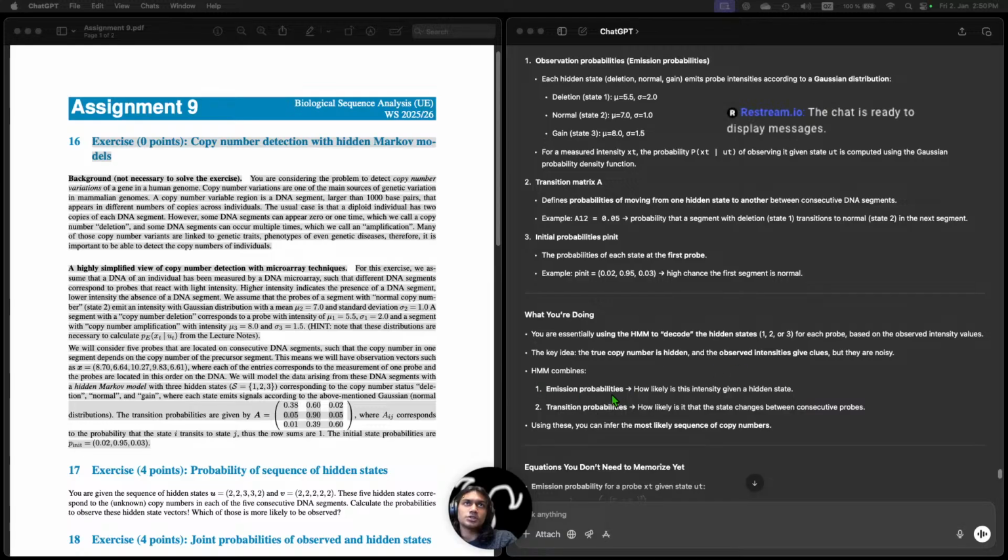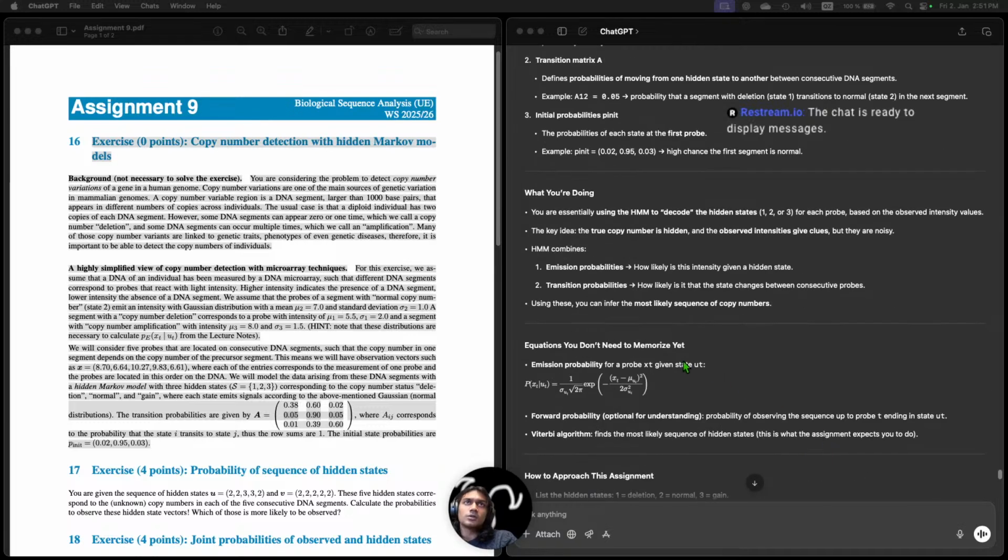HMM combines emission probabilities: how likely is this intensity given a hidden state? Transition probabilities: how likely is it that the state changes between consecutive probes? Using these, you can infer the most likely sequence of the copy number. Equations you don't need to memorize yet. Emission probability of the probe xt given state ut.